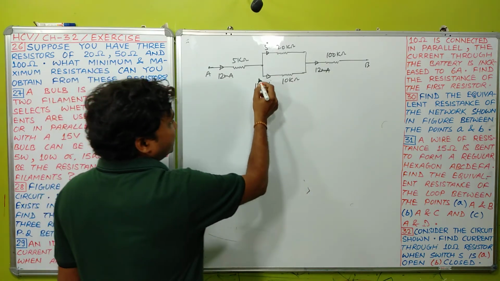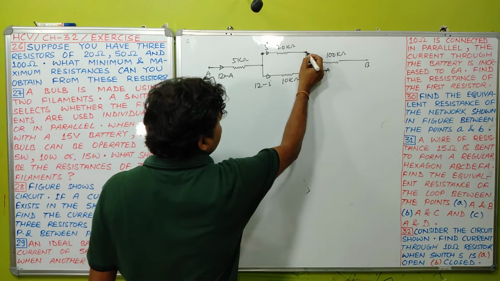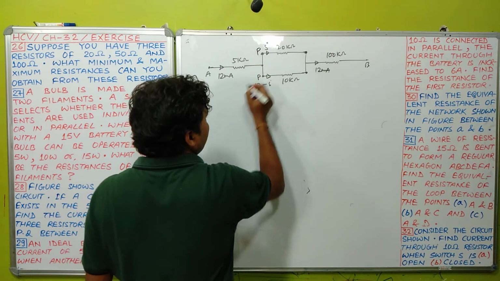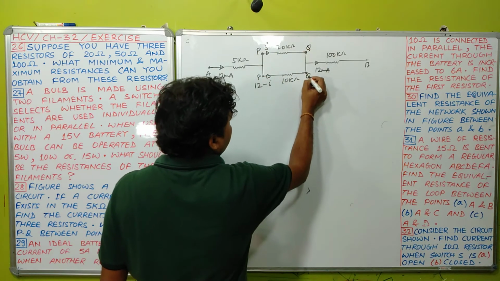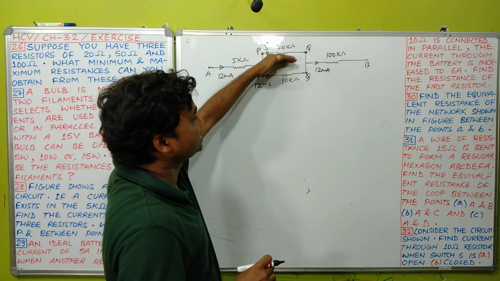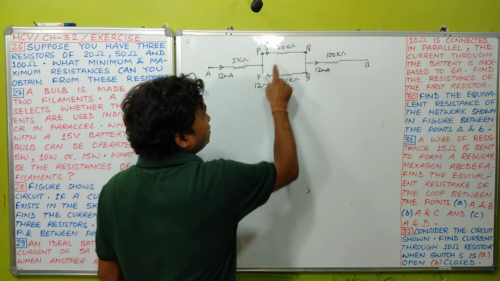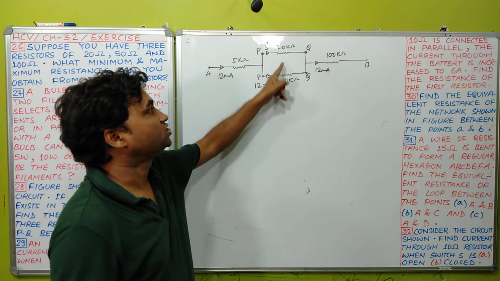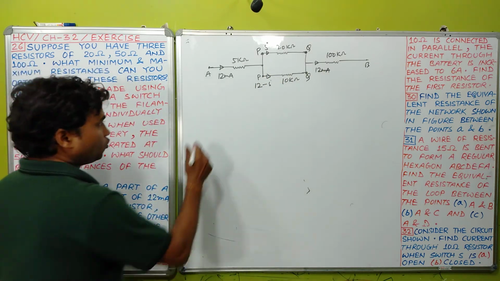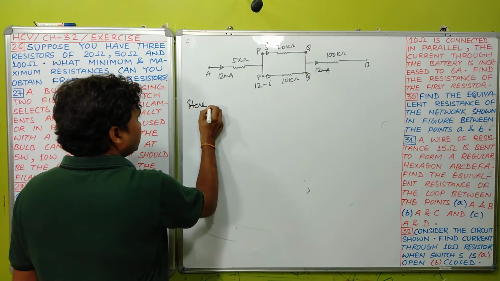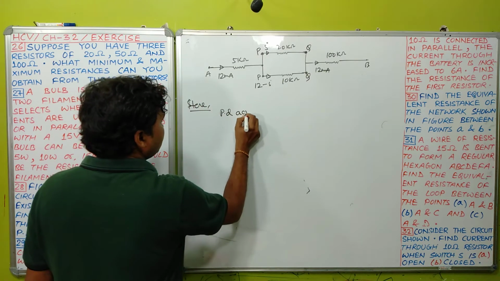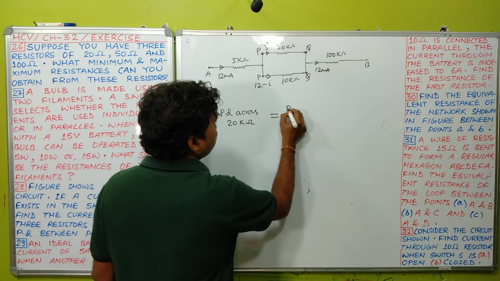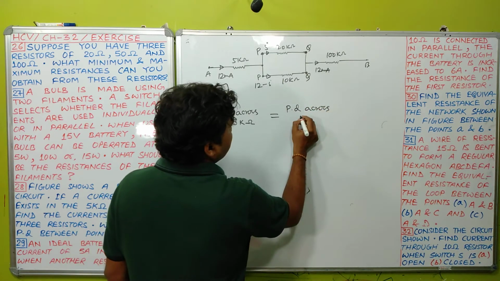You can understand this: if this is point P, then this point will also be P. If this is point Q, then this point will also be Q. Means these 2 resistances are across the same 2 points P and Q. This means that the potential difference across these 2 resistances is the same. So here you can write potential difference across 20 kilo ohm equals potential difference across 10 kilo ohm.